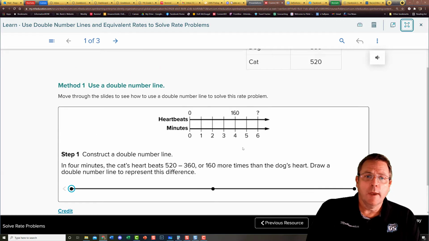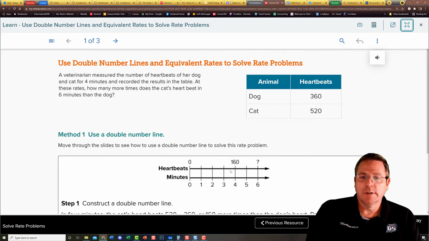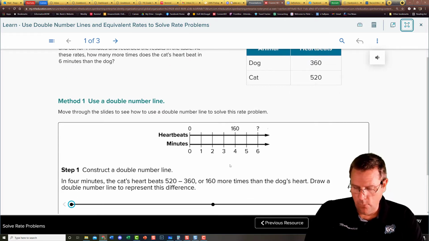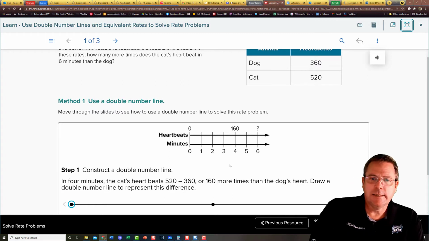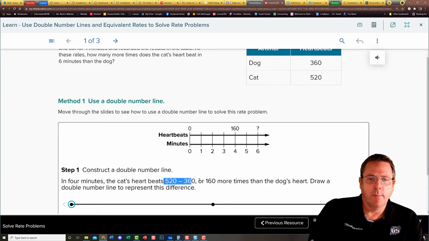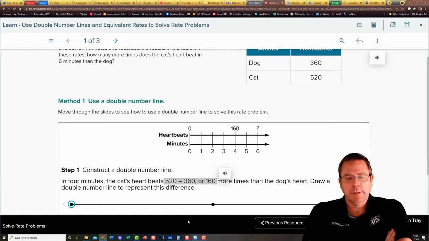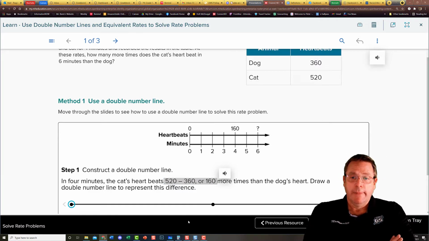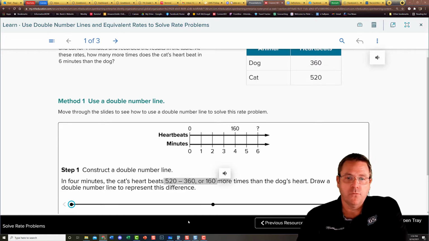They know that you've got 160 beats in 4 minutes as a difference between the cat and the dog, and we found that right here. They subtracted 360 from 520, and that is where they got this 160 beats to go in at the 4-minute time period. Now you have to move through your double number line in order to fill out the rest of the information.